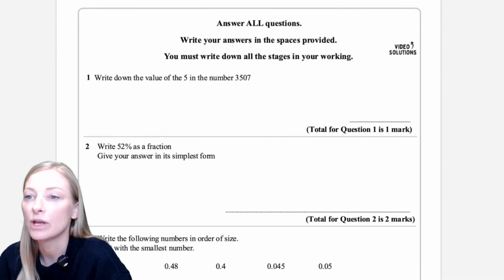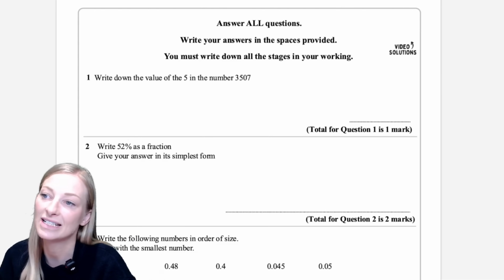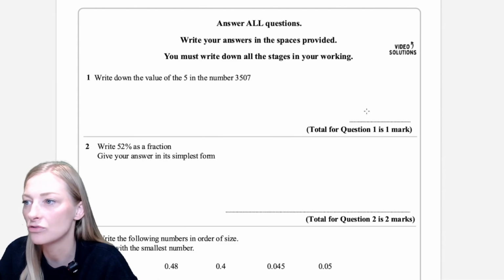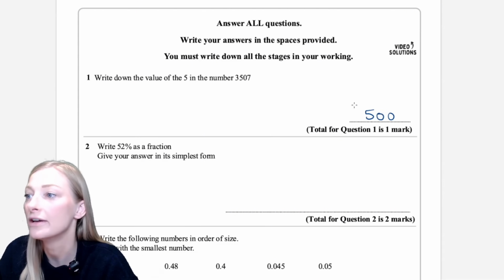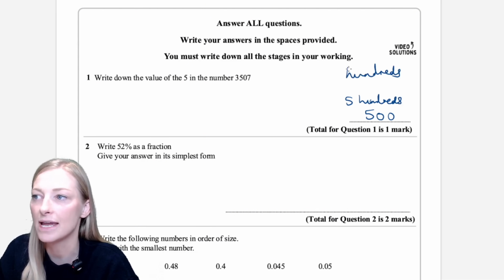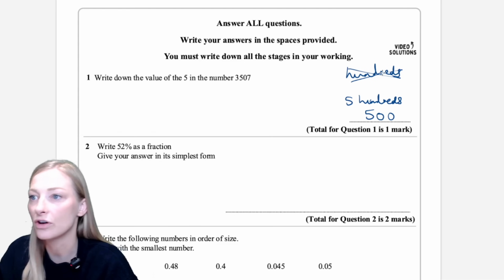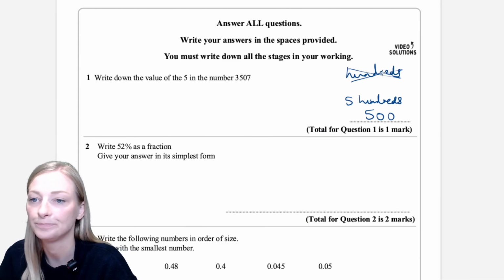Question number 1, write down the value of the 5 in the number 3,507. So we're going to write 500. You could also write 500s, but a lot of students, when they have this question, write hundreds. And yes, that is the column that it's in, but that is not going to give you the mark. You need to say 500s or 500. That is the value of that digit.